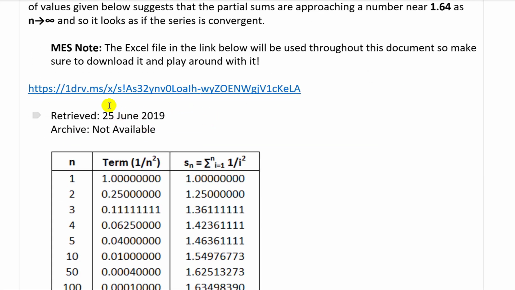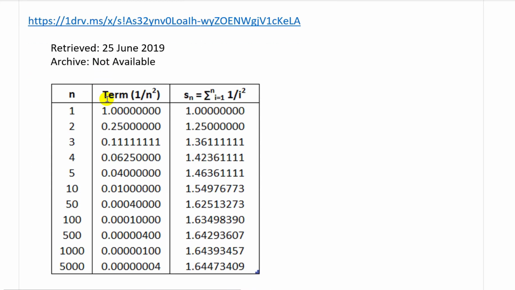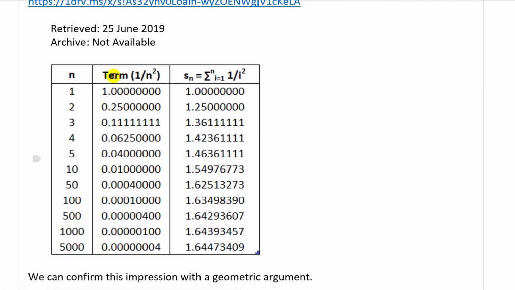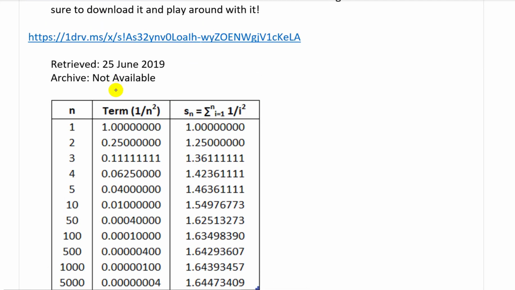So I have it in there. So here is the table, and here's all the way to 5,000 terms. The term is 1 over n squared, so I just put this inside and divide it out. 1 over 1 squared is just 1, and then 1 over 2 squared is going to be 1 over 4, so 0.25.